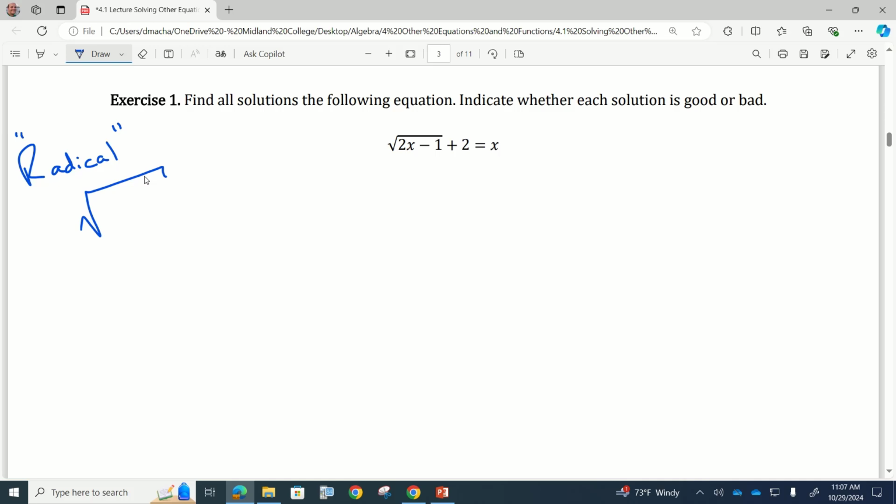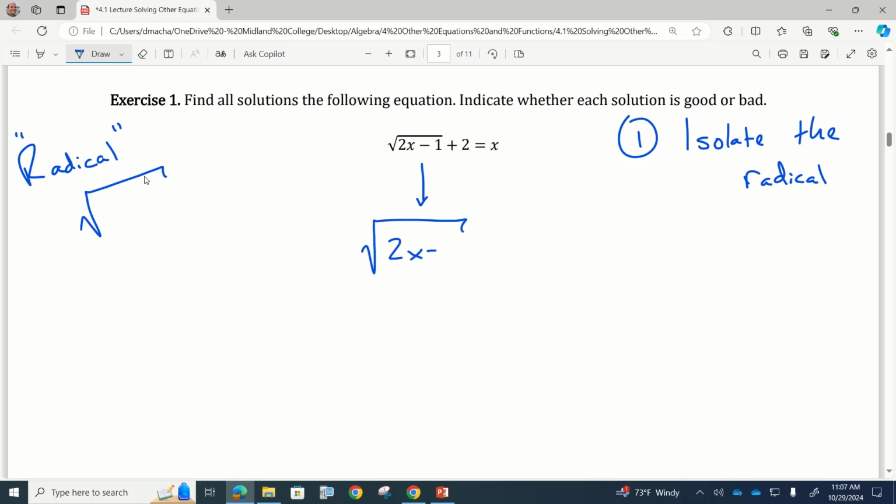To solve a radical equation, you got to remember to do two things. And step number one, we want to isolate the radical. What I mean by isolate is I want just the radical on one side of the equation, and everything else is going to be moved to the other side of the equation. That way the radical is all by itself. And to do that, I might subtract 2 from both sides. And when I subtract 2 from both sides, I get that.